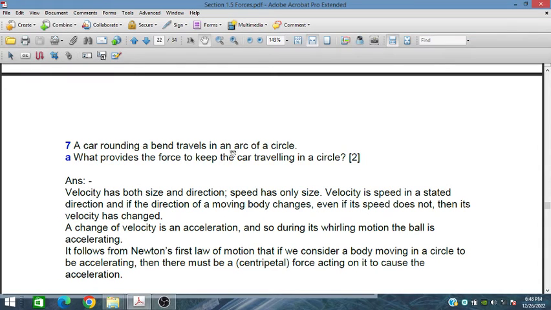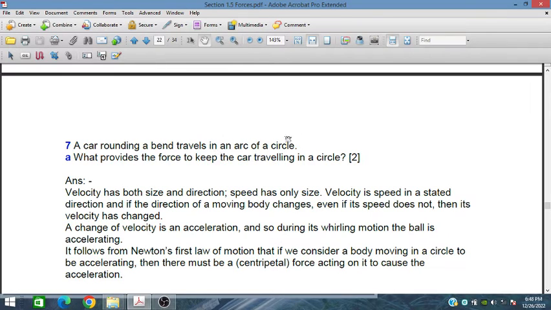A car rounding a bend travels in an arc of a circle. What provides the force to keep the car traveling in a circle? Velocity has both size, magnitude, and direction. Speed has only magnitude. Velocity is a speed in a stated direction, and if the direction of the moving body changes, even if its speed does not, then its velocity has changed. A change of velocity is an acceleration, so during its motion the body is accelerating. If a body moving in a circle is accelerating, then there must be a centripetal force acting on it to cause the acceleration.